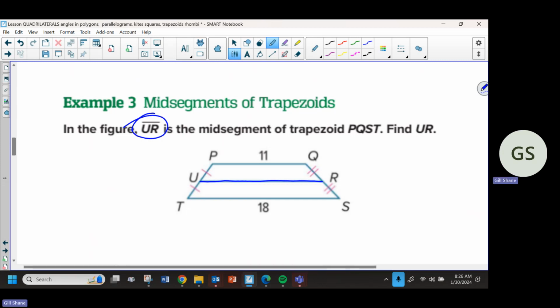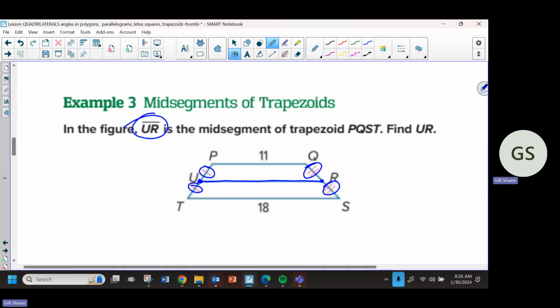UR is the segment. The endpoints are the midpoints of the legs. That's what these are telling you. That point right there is the midpoint because it splits that side into two equal segments. This point right here is the midpoint of that side. It splits it into two equal segments. So that's the first thing you need to remember.